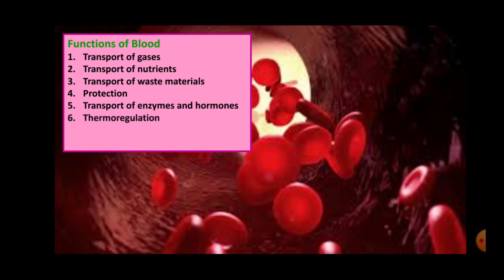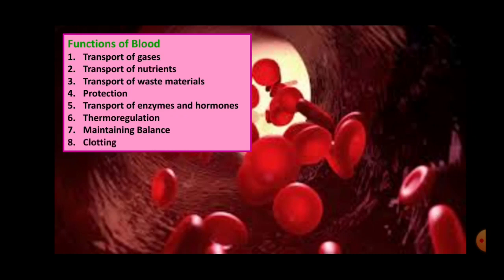The next is a very important function, that is thermoregulation. Our body temperature is to be maintained at 37 degrees Celsius, and this is done by the blood. Then the seventh one is maintaining the balance. There are different types of minerals which are present in our body, like sodium, potassium. So their balance inside our body is to be maintained, which is again performed by the blood.